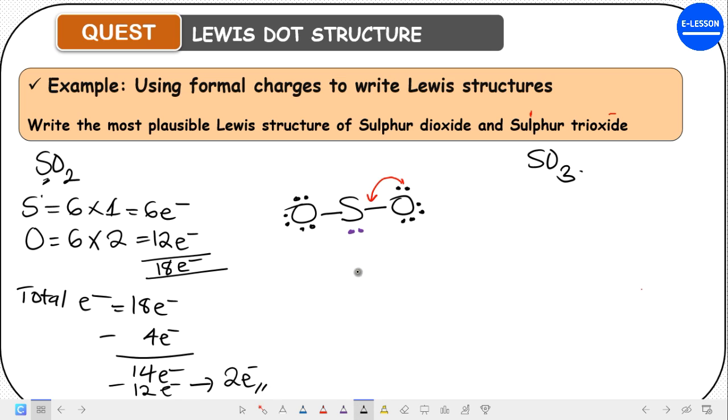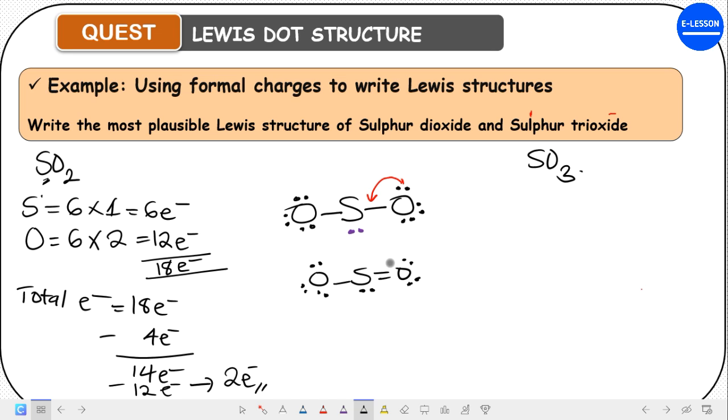This will give us S double bond oxygen with 2 lone pairs of electrons like this. Then here will be just 2 lone pairs. Now the next thing we need to do is look at that sulfur atom and see if the formal charge on sulfur is 0.